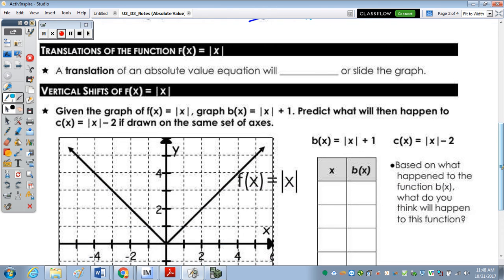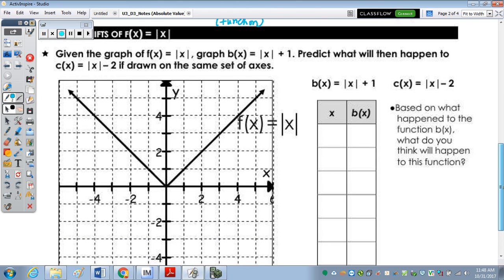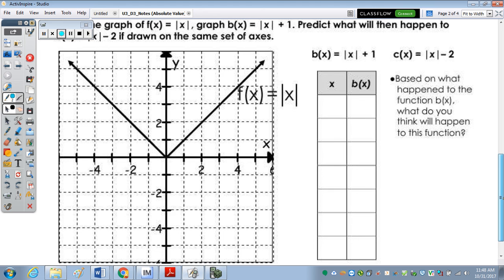Translations. A translation is a slide or a shift. So a translation of an absolute value equation, which is the same as a function, will shift or slide the graph up, down, left, right. So let's take a look at this graph.